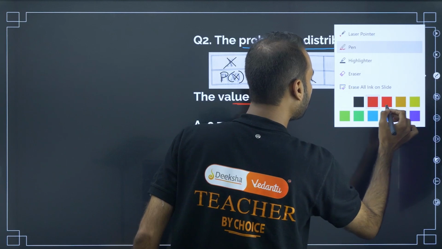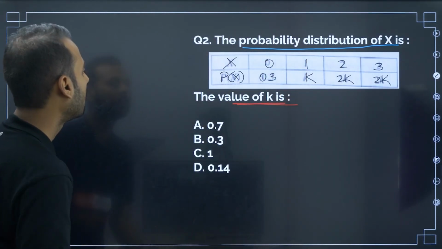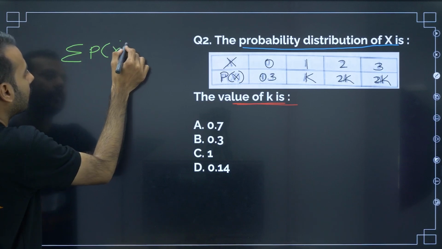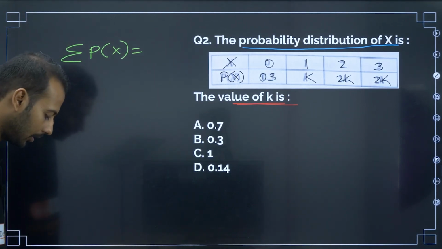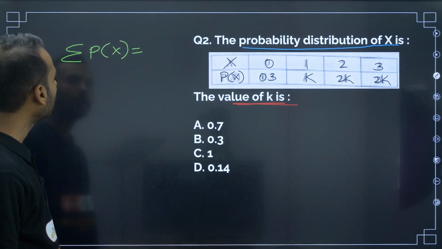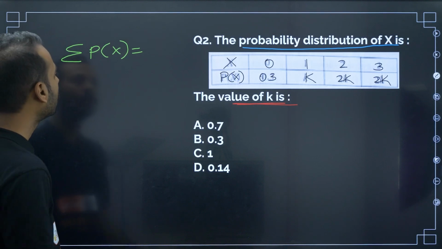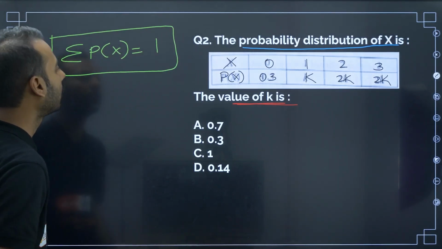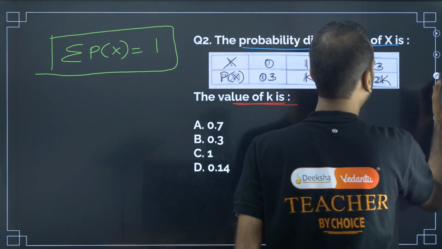Now one point you should know: the summation of p of x is 1. This you should know. Consider this as a synopsis point. Knowing the synopsis point is your responsibility.